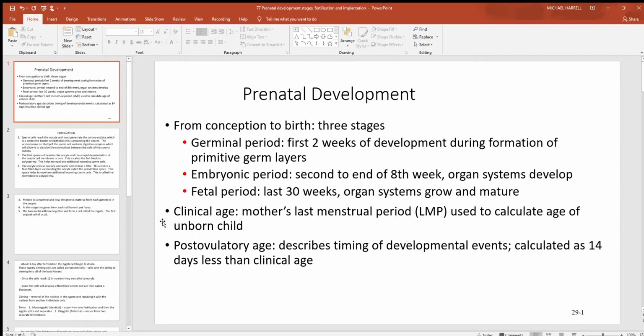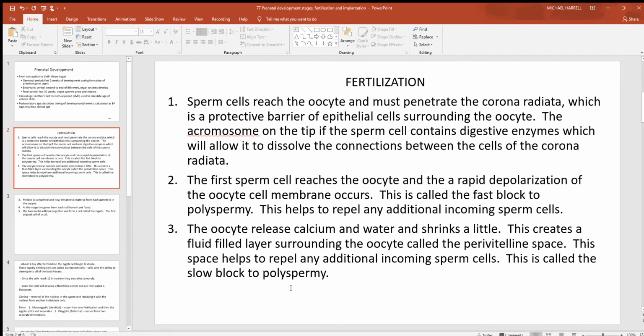You can also see down here at the bottom a couple of different ways to estimate the age of an unborn child. Now, traditionally, the clinical age was used: the time from the mother's last menstrual period. But remember, from menses to ovulation, there's always a 2-week difference. So post-ovulatory age is always a more accurate means of estimating the age of the unborn child. This will always be 14 days less than the clinical age.